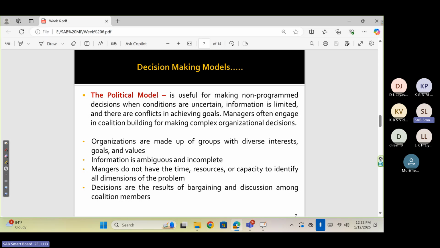Right, therefore, though we are supposed to follow the assumptions mentioned in the normative model, practically, especially in complex decision making, we will end up with the things mentioned in the second and third model, the administrative model and the political model.